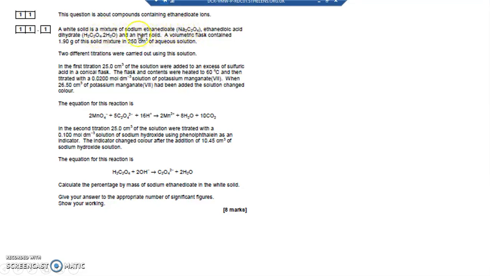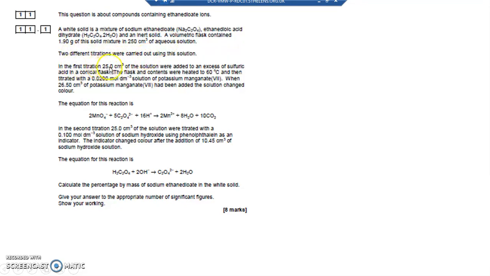So the first thing to note is that this white solid is a mixture of sodium ethanedioate and ethanedioic acid dihydrate, and an inert solid, some other kind of impurity. It has got two solids, two reactants, making ethanedioate. So the ethanedioate that we'll see in a minute has come from both sodium ethanedioate and this other thing, ethanedioic acid dihydrate. So what have we got first of all? Well, it's told us how much of this solid is mixed into 250 centimetres cubed of aqueous solution. And we've got a couple of titrations going on.